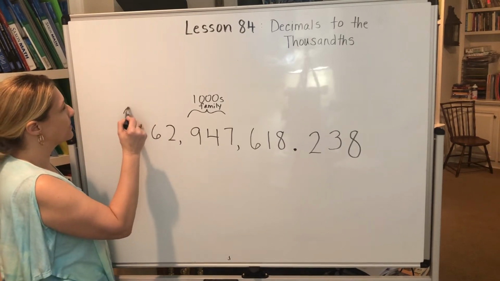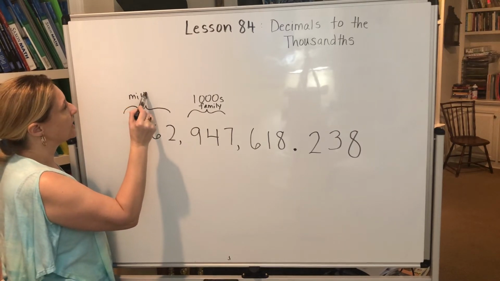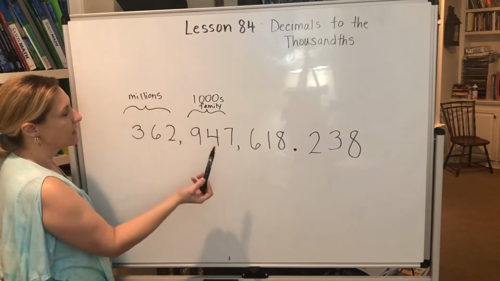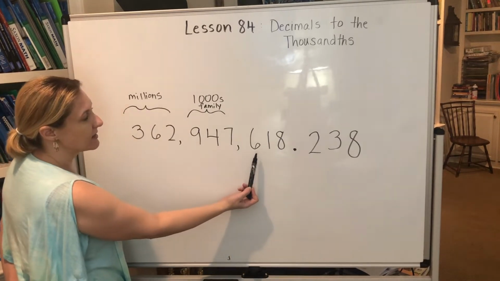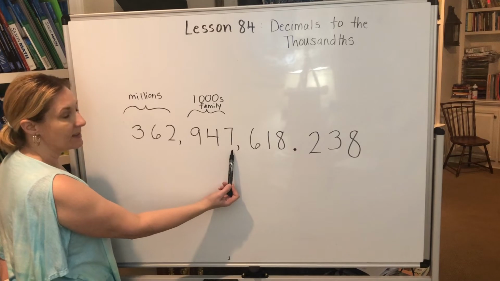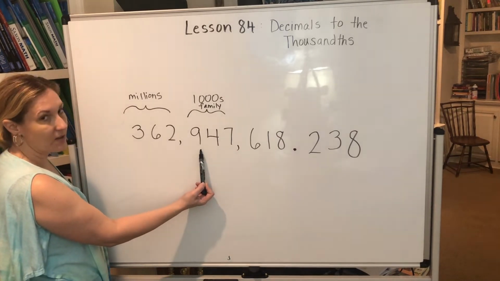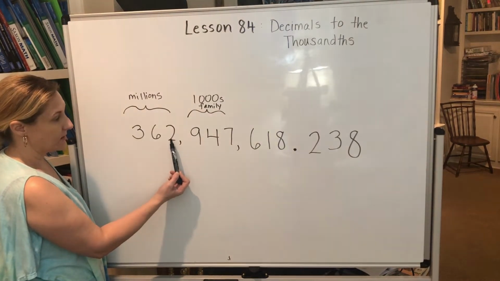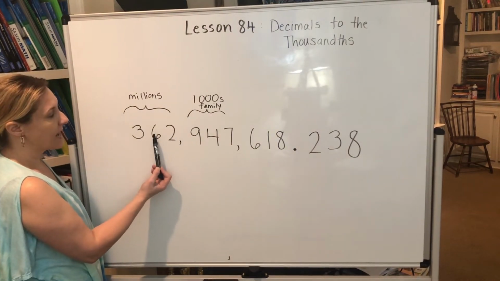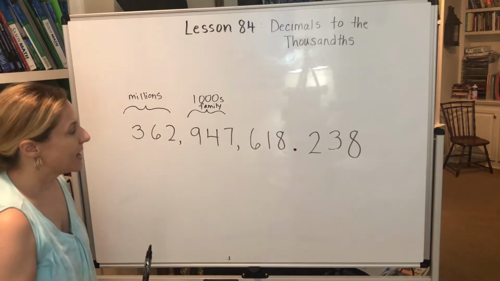So now we're to the millions family. All of these are millions. Okay, let's start again. Ones, tens, hundreds, thousands, 10,000s, 100,000s, to million. So this is the millions place. 10 million, 100 millions. Okay?